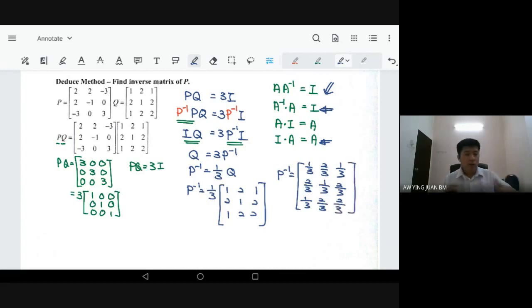You may refer to the previous part and you will notice that the P inverse from the adjoint method is the same as from the deduce method. So that is how we find the inverse matrix for P. This is the second method, and we call it the deduce method.